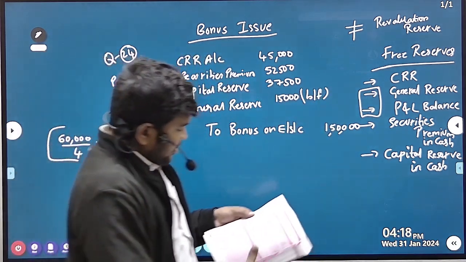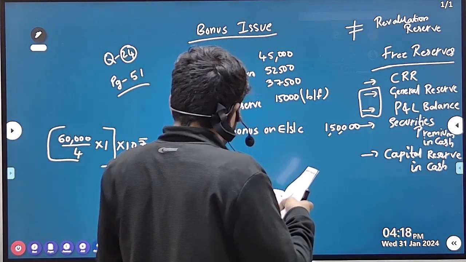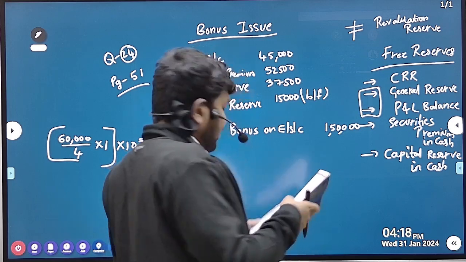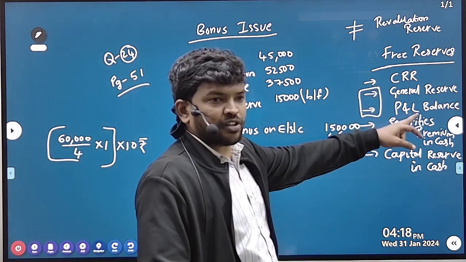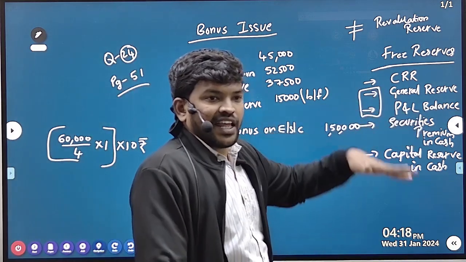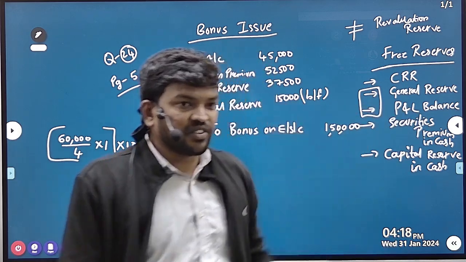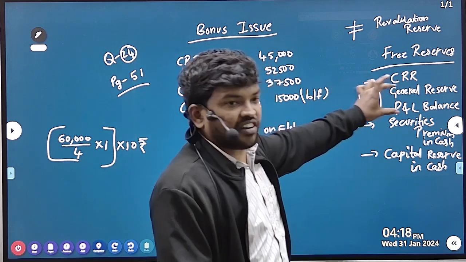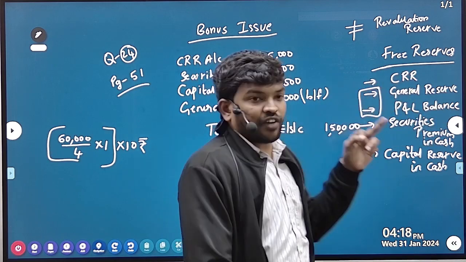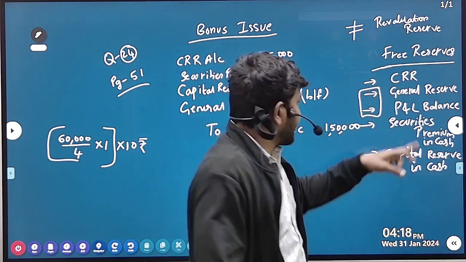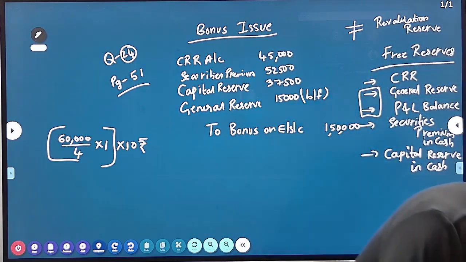Okay? Check the entry. Capital reserve 37,500, CRR 45,000, securities premium 52,500, general reserve 15,000. In place of general reserve, you can use P&L also, but I would say P&L you should use at last. Second last is general reserve. Because both are free reserves, which you can use for anything else. CRR you have to use for bonus issue only. Securities premium, you have certain restrictions. I'll tell you what the restrictions are.